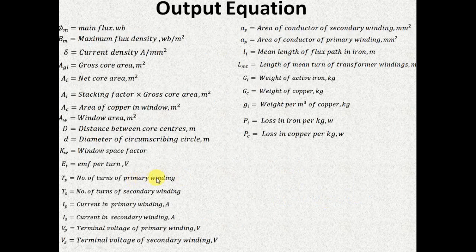The number of turns of the primary winding is indicated as Tp, and in the case of the secondary winding it is represented as Ts. Similarly, As and Ap are also written here. As is the area of the conductor of the secondary winding and Ap is the area of the conductor of the primary winding. Ac is the area of copper in the window. Please be clear with this term because we are going to find the area of copper in the window.